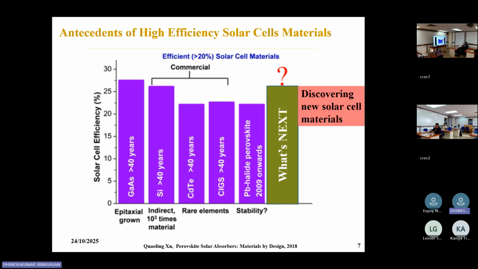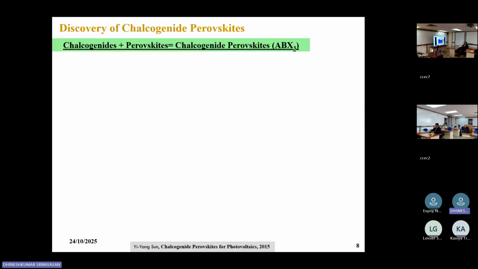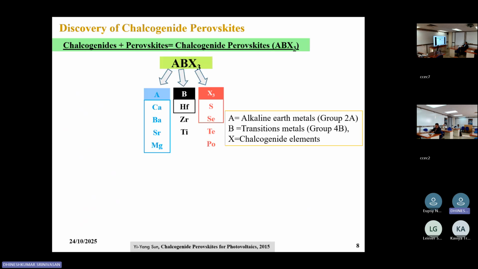Discovering new material will be a better solution. But how? On what basis can new materials be discovered? As an answer to all these questions, we have chalcogenide perovskite, which has the structural form of ABX3, where A contains alkaline earth elements such as calcium, barium, strontium, and magnesium, and B has the transition metals such as hafnium, zirconium, titanium, and finally we have chalcogen elements such as sulfur and selenium, which are more environmentally friendly as opposed to the lead-based halide perovskite.